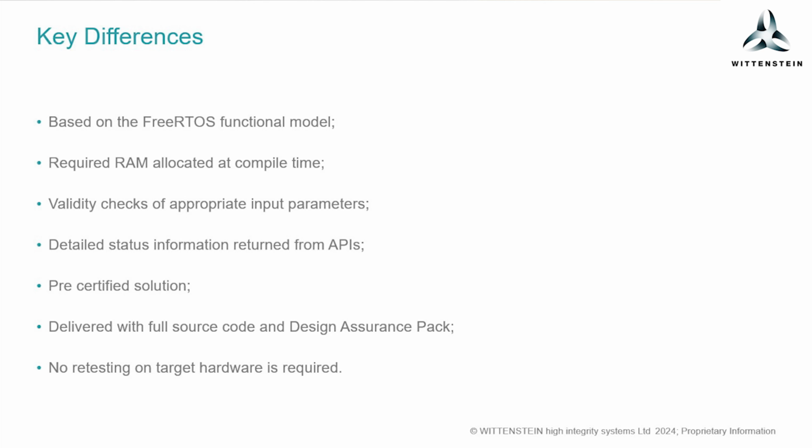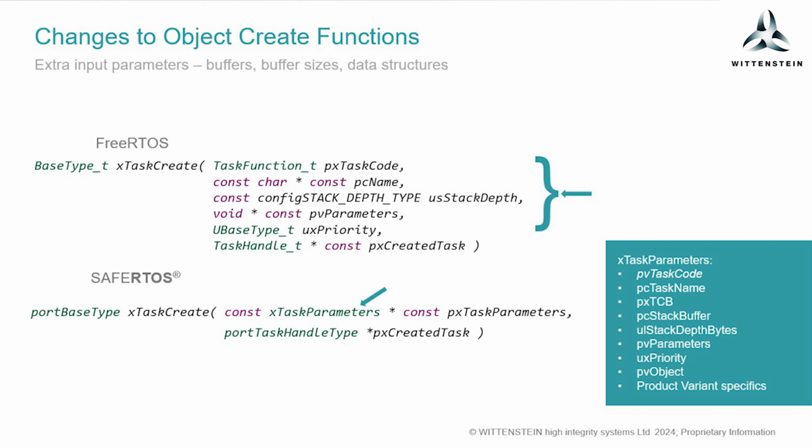So we're just going to go through some of the changes to some of the API functions. A nice example is the differences in the task create function. Obviously, this is a function that's going to be used very frequently when you're using either FreeRTOS or SAFERTOS. Immediately as you look at it, it might look like there's less stuff going on in the SAFERTOS task create, but essentially most of these parameters have been captured within this structure, which we're passing a pointer to. So there's actually more parameters for the SAFERTOS task create.